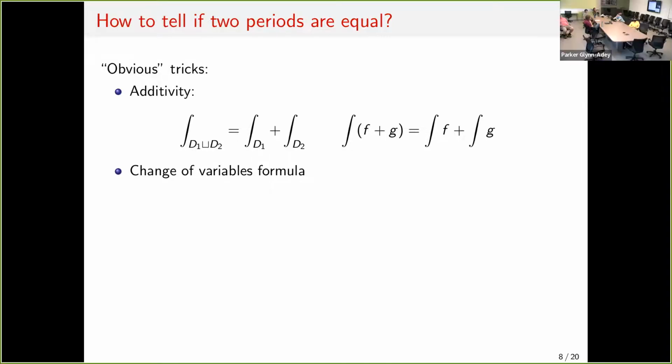A little bit of a plug here for Math B41. We're going to do that in Math B41. That's a whole thing. It's great. It's magic.